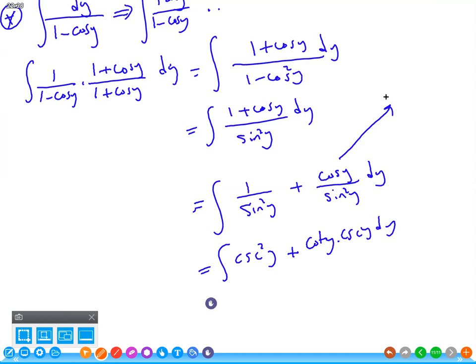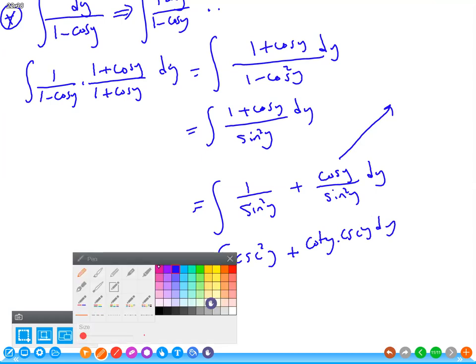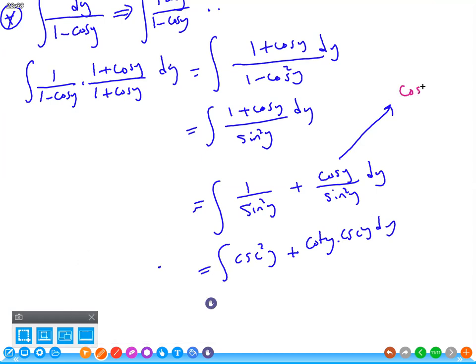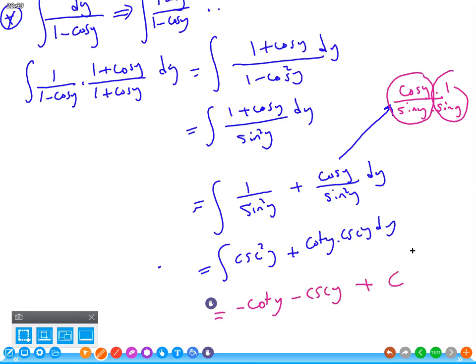Here, I will put a different color. You put cosine y over sine y times 1 over sine y. Cosine over sine is cotangent, 1 over sine means cosecant. Now integrate: the antiderivative of cosecant squared is minus cotangent y, and cosecant cotangent gives minus cosecant y, plus c.